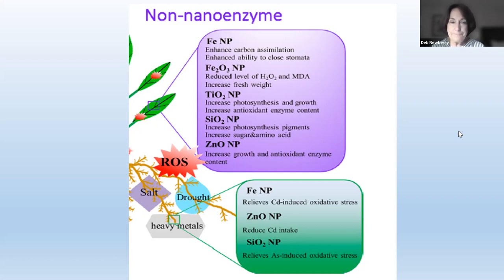Down in the root part of this image, we've got iron nanoparticles that can start relieving the cadmium-induced oxidative stress. So we can create nanoparticle solutions to plants trying to deal with some of the heavy metals, arsenic and cadmium. So multiple ways that these nanoparticles are used, not only up at the part of the plant that's above the ground, but also the part of the plant that's below the ground.